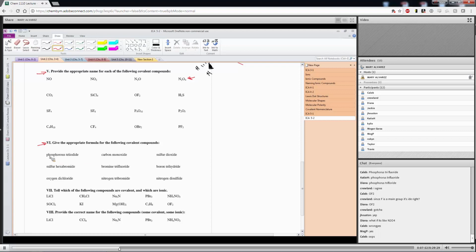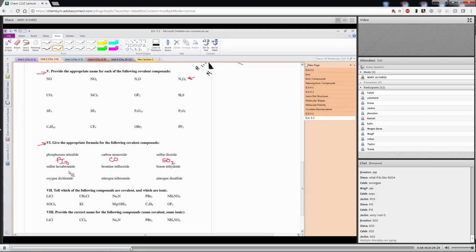You guys tell me, what would phosphorus triiodide look like? Okay, yes. 1 phosphorus and 3 iodines, PI3. Yep. Okay, we just did carbon monoxide in the other page. 1 carbon, 1 oxygen, carbon monoxide. Sulfur dioxide? Tell me what that one should be. SO2. What about sulfur hexabromide? Ooh.